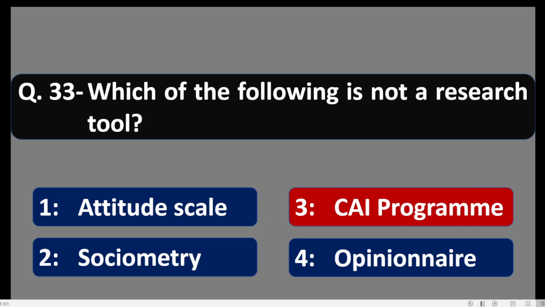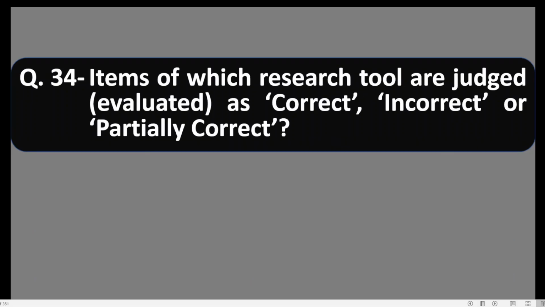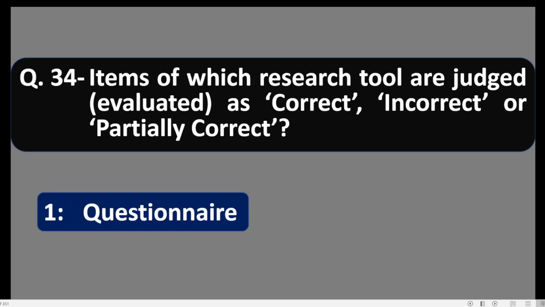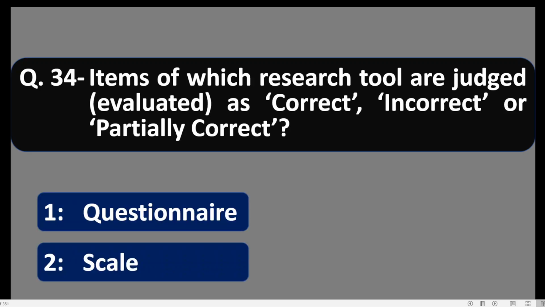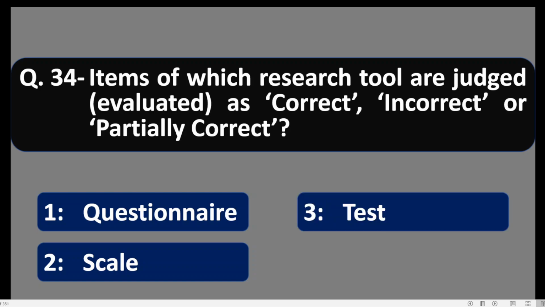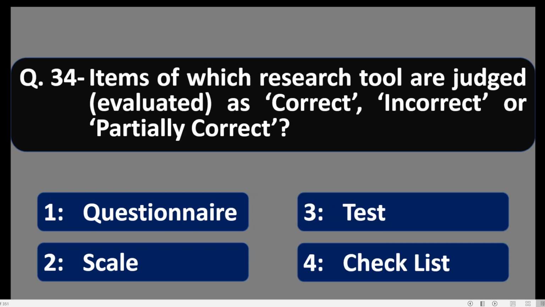CAI program is not a research tool. Question number 34. Items of which research tool are judged, evaluated as correct, incorrect, or partially correct? Options are: 1 questionnaire, 2 scale, 3 test, and 4 checklist. Friends, the responses are checked or judged or evaluated as correct, incorrect, or partially correct only in the test items. So the correct option in terms of this question is test.